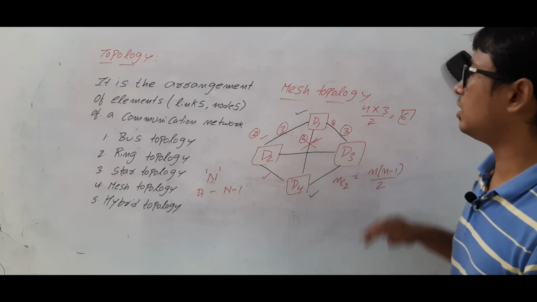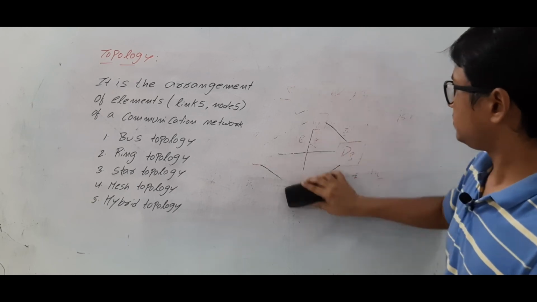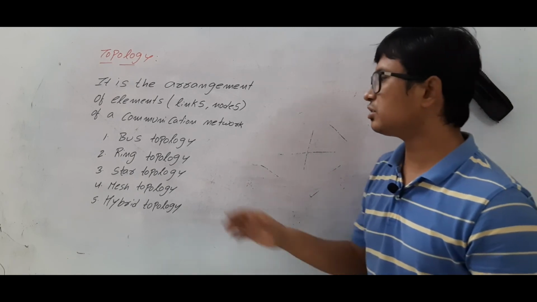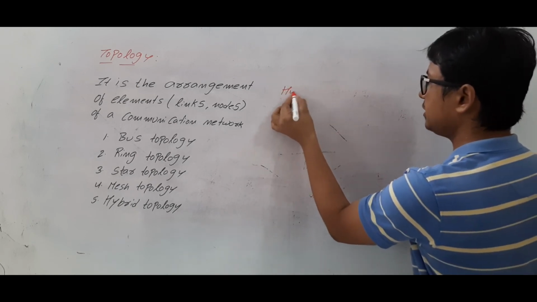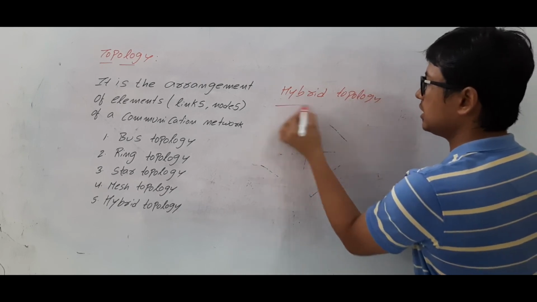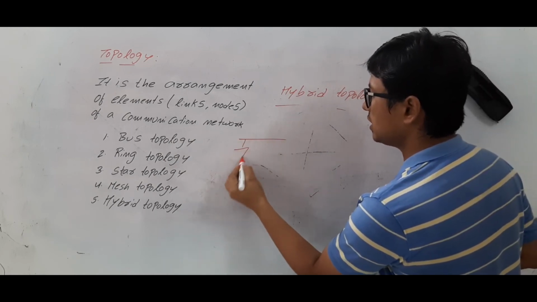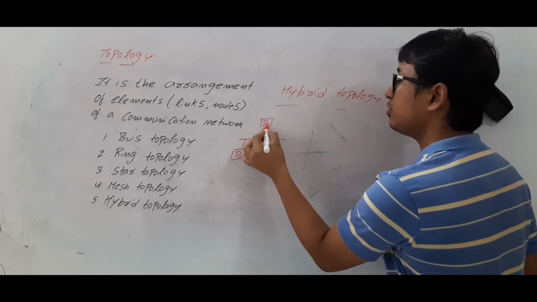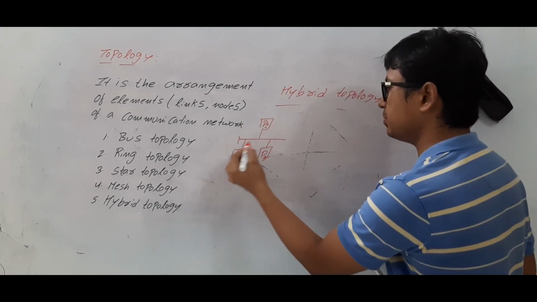Now let me discuss the last topology, which is the hybrid topology. I can call it a combination of any of these topologies. As the name suggests, it is a hybrid. Let's take that I have a bus topology. Device 1 is there, device 2 is there, then I have device 3. You can ask me, sir, does a bus topology always have 3 devices? No, just for your understanding I am taking 3 devices and you have a common bus.